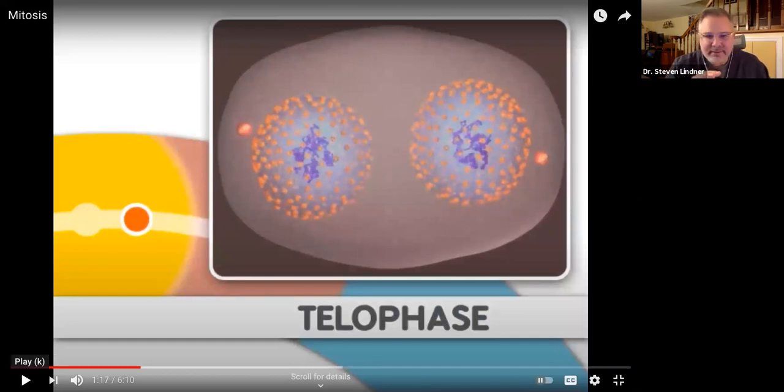So the main phases so far, I like to use the little silly mnemonic PMAT. So there's going to be prophase, metaphase, anaphase, telophase. At the very end, we'll see something called interphase. But PMAT: prophase, metaphase, anaphase, and telophase.